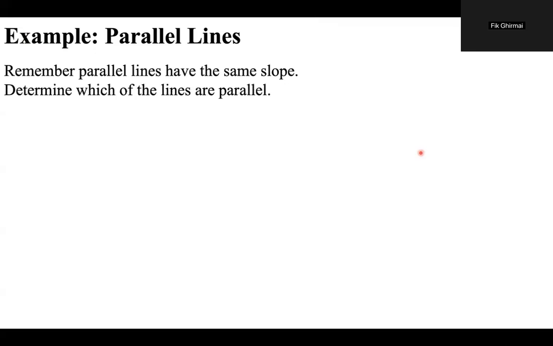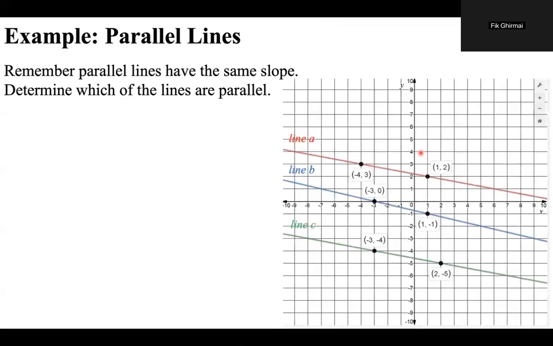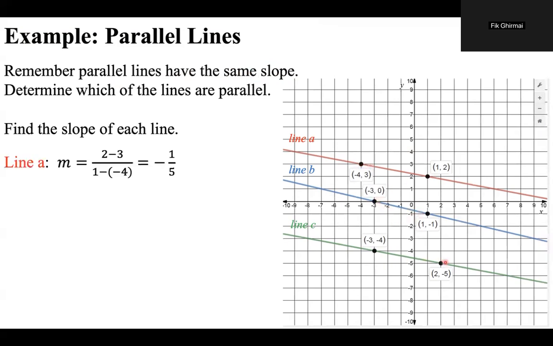And let's look at an example here. So remember, the key point with parallel lines is that they have the same slope. So if I were to determine which lines are parallel from the graph here, all we have to do is find the slope of each line and see which of those two have the same slope, right? So let's find the equation of each line given the 2 points of the lines.